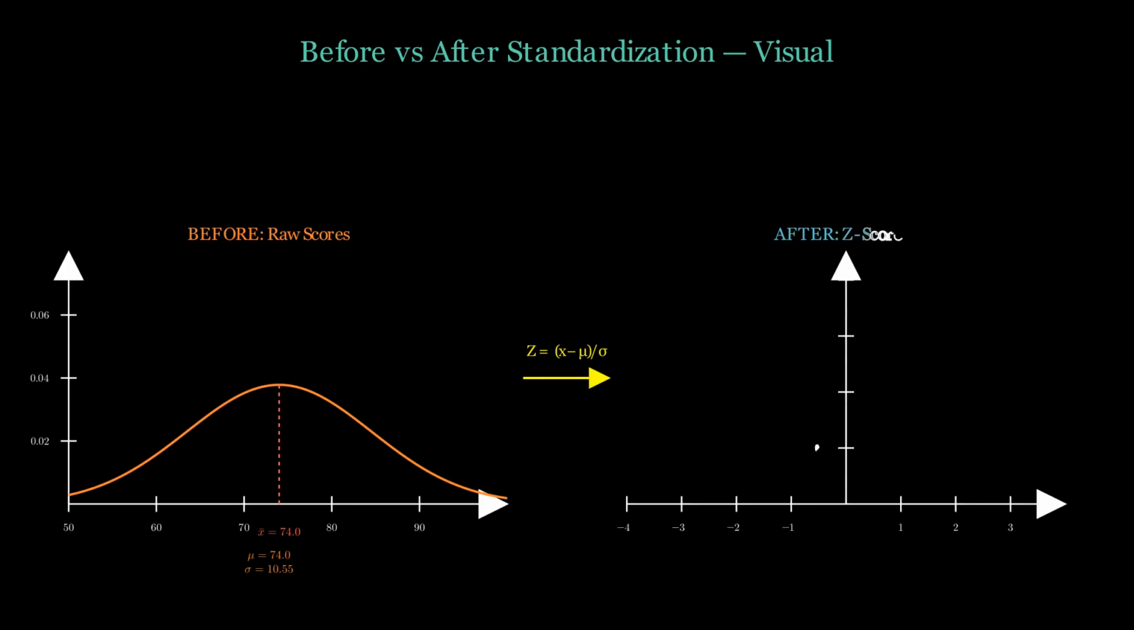Standardization is a rigid shift and rescaling. It moves and resizes the distribution without distorting its shape in any way. This is the key difference between standardization and the log transformation. Log changes shape to fix skewness. Standardization only changes location and scale.